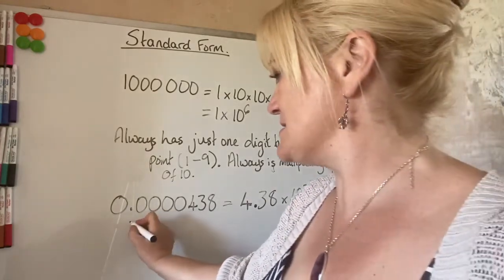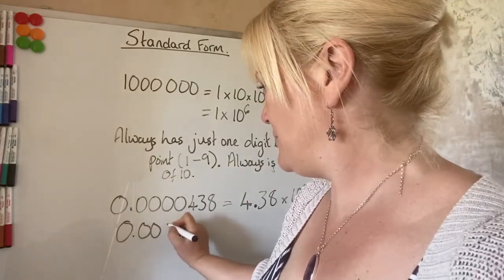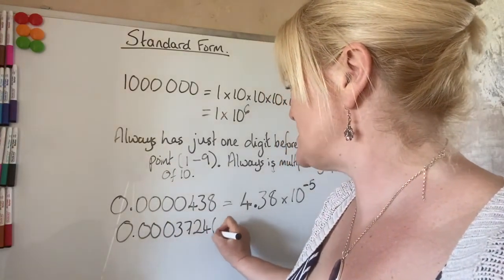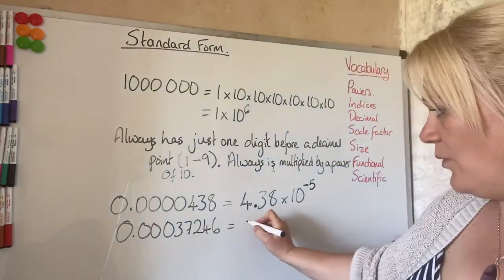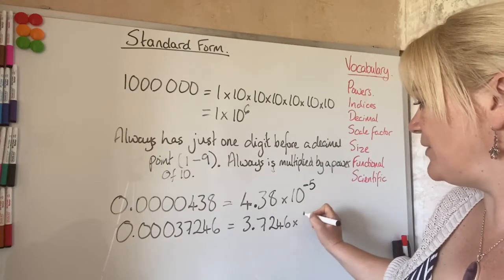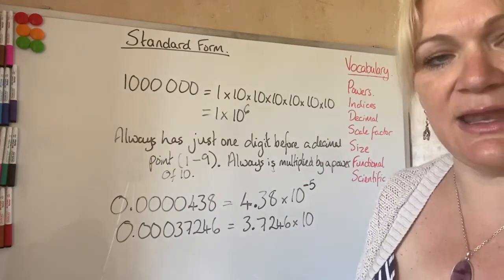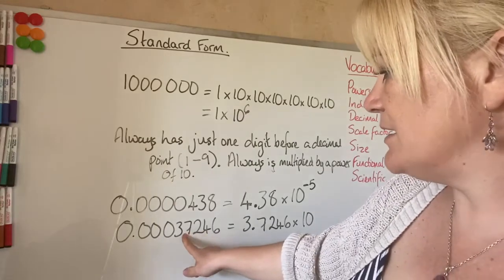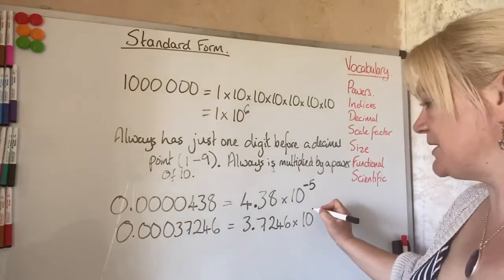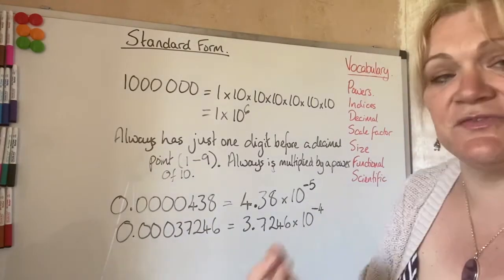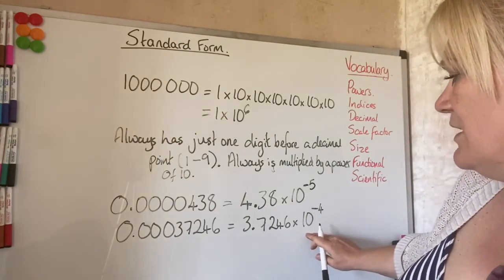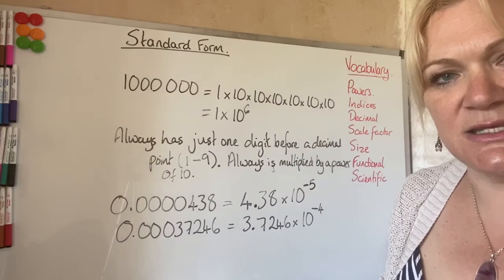Let's do one more like this as another practice. 0.000372446, and that again, one number before the decimal point, and then all the others go afterwards. And then how many times have we had to divide by 10? To get to here, we'd divide by 10, 1, 2, 3, 4 times. Because it's a small number, or because we've divided by 10, it's a negative power. So it's 3.72446 times 10 to the negative 4.